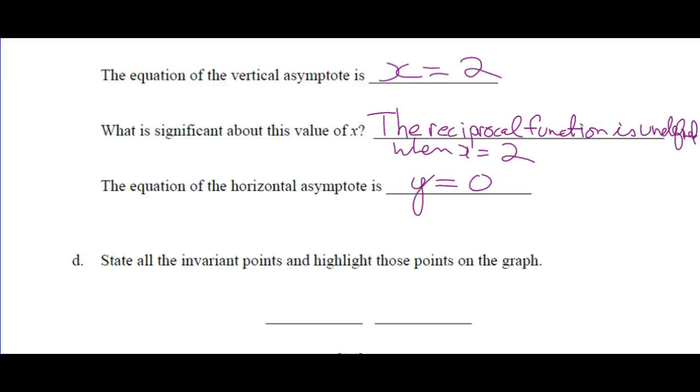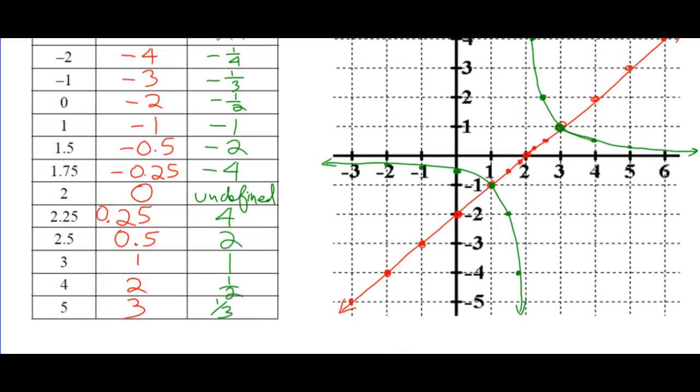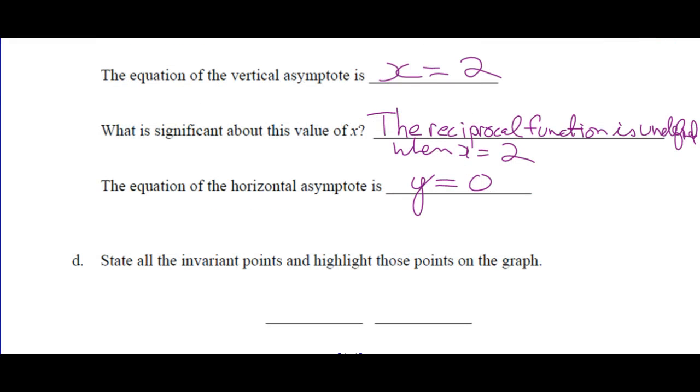State all invariant points and highlight those points on the graph. So what are the invariant points? 1, -1, and 3, 1. Okay, so points, remember, 1, -1. A point is an ordered pair. An ordered pair is a set of numbers with a comma in between enclosed in parentheses.